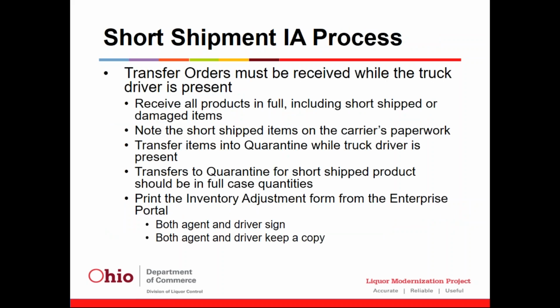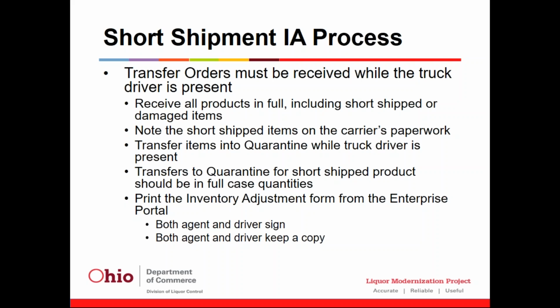For short shipments, as we said, your transfer orders have to be received in full with the truck driver present, and this includes short shipped or damaged items. So you're going to receive the order in full. You're going to note any short shipped items on the carrier's paperwork. You will then transfer the items into quarantine using your RF scanner while the truck driver is still there.